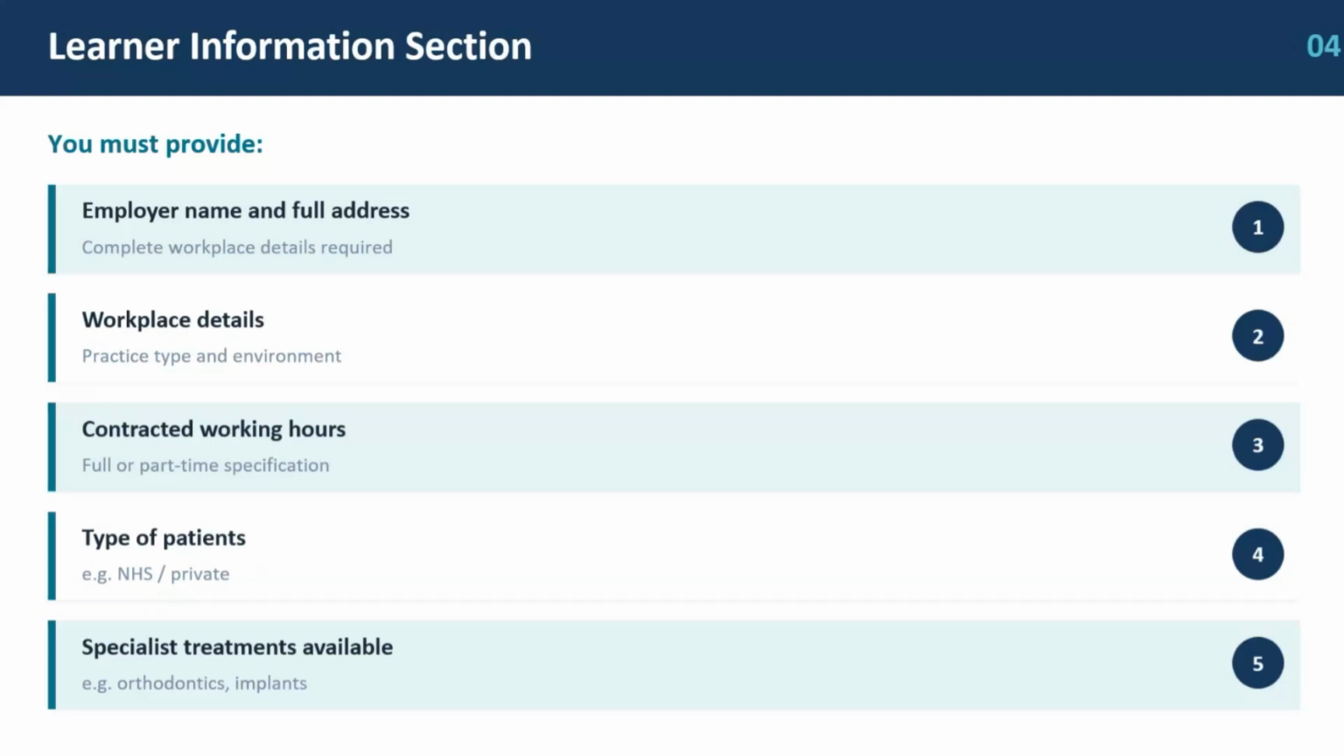In this section, you need to enter the details about your workplace. This includes your employer's name, full address, your working hours, and the type of patients you see. Are they NHS patients or private patients? You also need to mention any specialist treatment your practice offers, like orthodontics. This will help your assessor to understand what kind of environment you are working in, what kind of skills you are enhancing and what kind of experience you are getting.